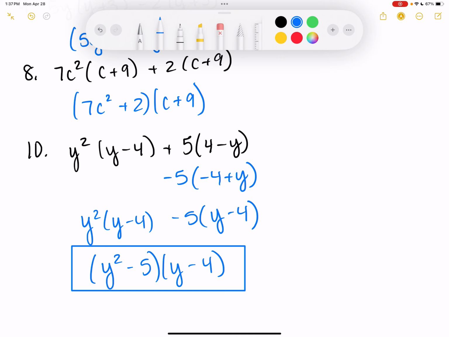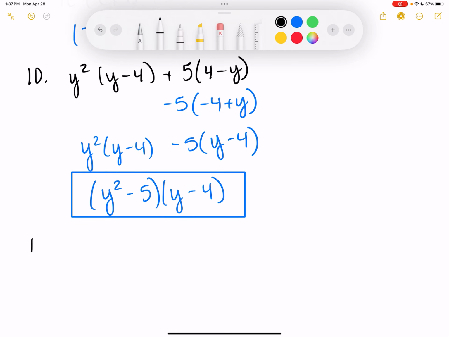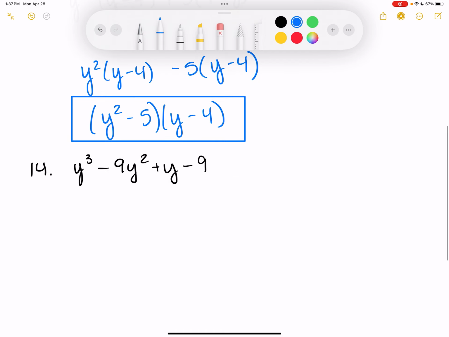All right, factoring by grouping. So these ones where they're going to give us 4 terms, we're going to group them in sets of 2 and factor things out. We're factoring completely, so obviously our hope is that we can get it down to this. This would have been something that's already been factored by grouping. So 14, I've got y cubed minus 9y squared plus y minus 9. So they've done the arch method for us already, basically.